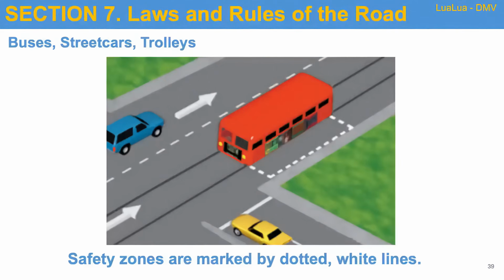Buses, streetcars, trolleys. Safety zones are spaces set aside for pedestrians waiting for buses, streetcars, and trolleys. Safety zones are marked by raised buttons or markers on a road. Do not drive through a safety zone under any condition. When a bus, streetcar, or trolley is stopped at a safety zone or traffic light, you may pass at no more than 10 miles per hour.